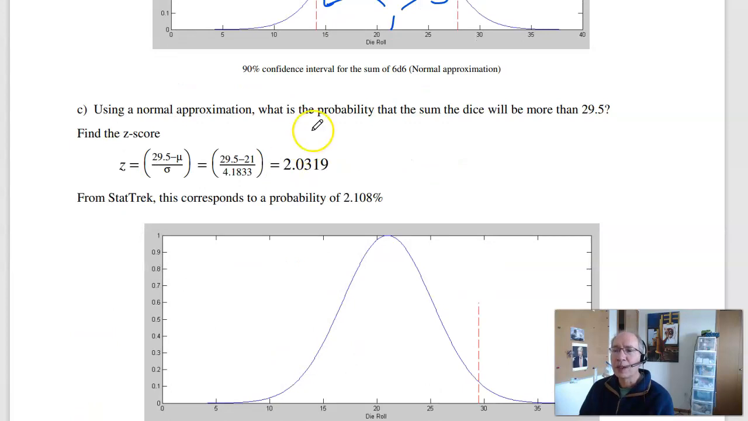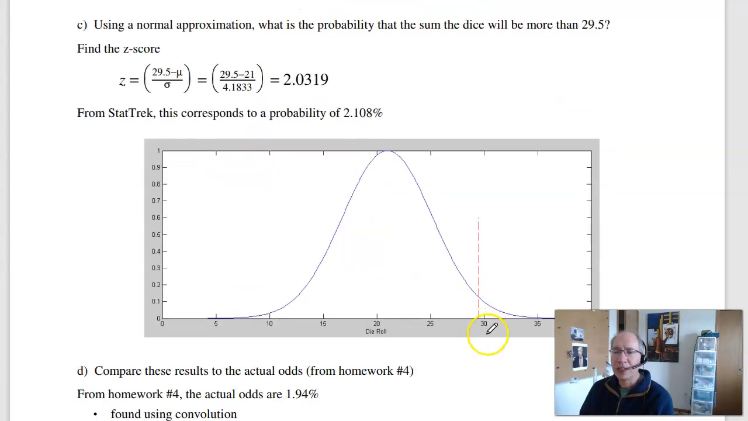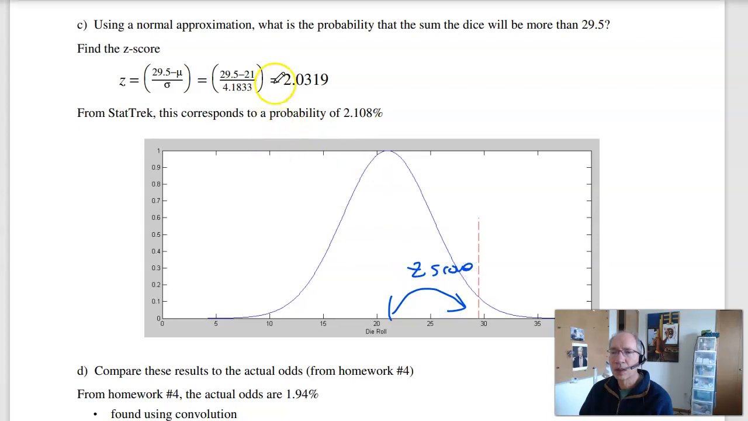The probability of getting more than 29.5: how far is 29.5 from the mean in terms of standard deviations? That's your z-score. That is 2.03 standard deviations away. Using a standard normal table or StatTrak, I can convert that to a probability. 2.03 corresponds to an area of 2.1%.